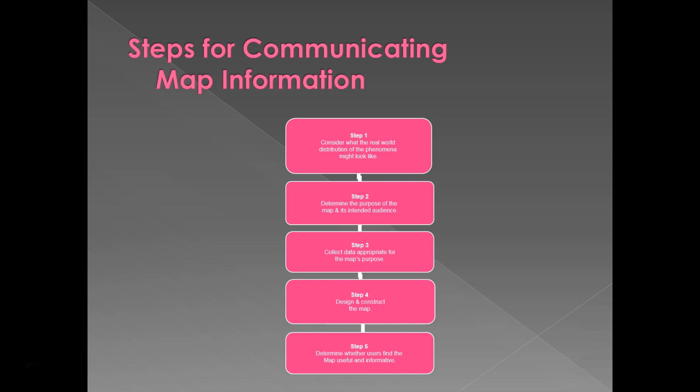The first thing is to consider what the real distribution of the phenomena might look like. Sometimes it's worth sketching out on a piece of paper how everything you're going to be showing on the map is going to be pulled together. Number two, and probably the most important part of the whole process, is to determine the purpose of the map and its audience. Speak to your audience.